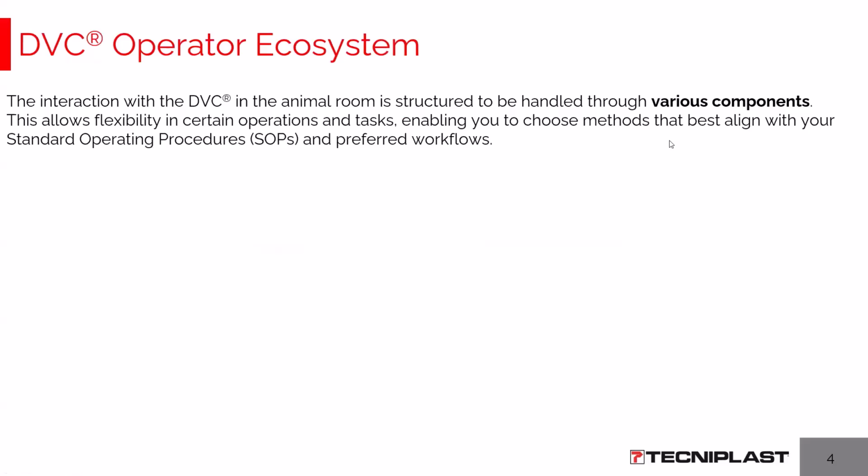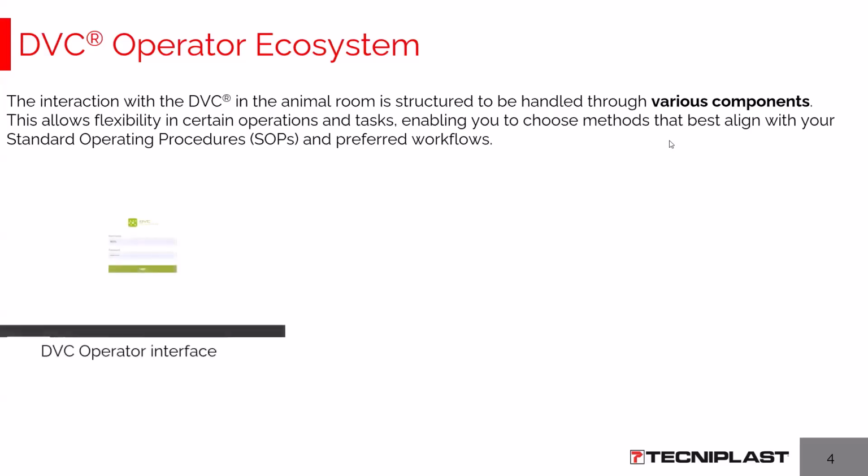So basically, to interact with the DVC in the animal room in real time, we have designed and developed in these years various components. Why? First of all, because this provides you very high flexibility for your operation and tasks, enabling you to choose your preferred one based on your current SOPs and preferred workflows. But also these various components, most of the time, overlap each other, and could be considered a good opportunity as a recovery plan in case one of them is not correctly working or you are facing some potential issues. There are other components that can overlap and be considered a substitute in performing the task.